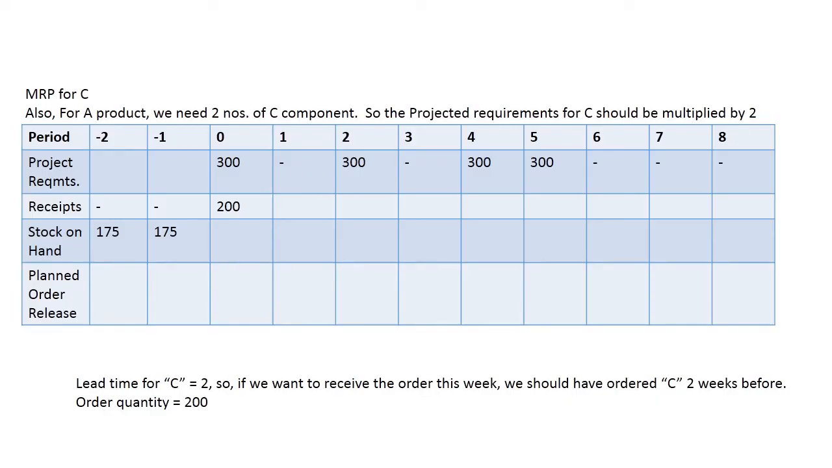So 300, 300, 300 for over 4 weeks. And what we have on hand is 175. So we need to make an order of 200, and that is the order quantity which is most economical, and we'll make an order of 200, and at what time? 2 weeks before, because lead time for C is again minus 2 weeks. We'll order 200 units, then it will reach by the 0th week, and totally we have 175 plus 200, 375, and the requirement is 300, and remaining is 75.